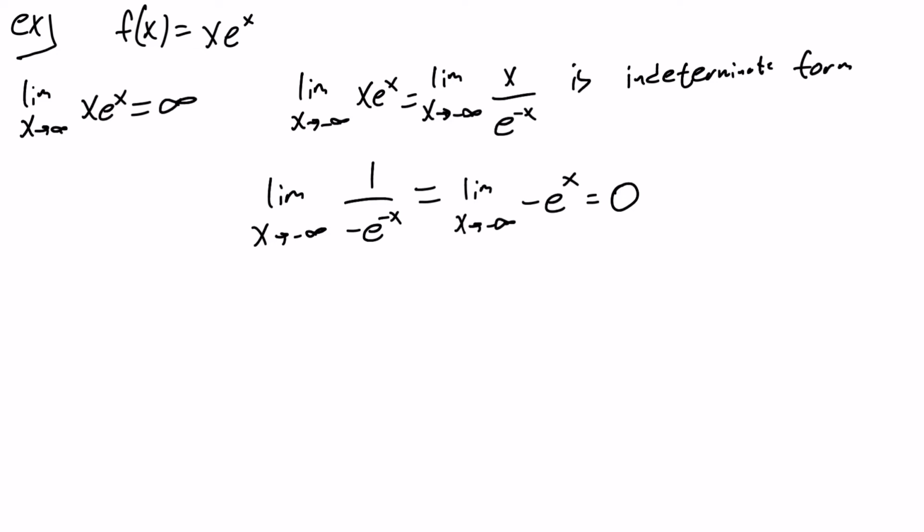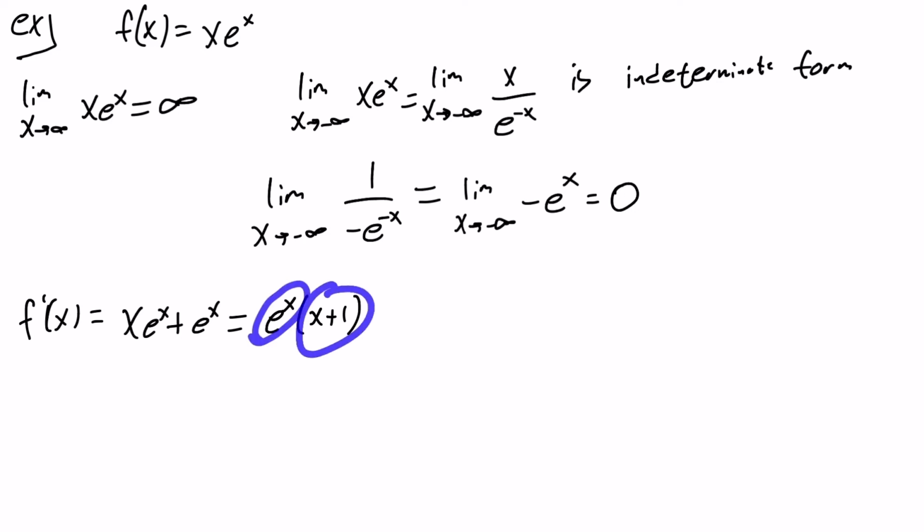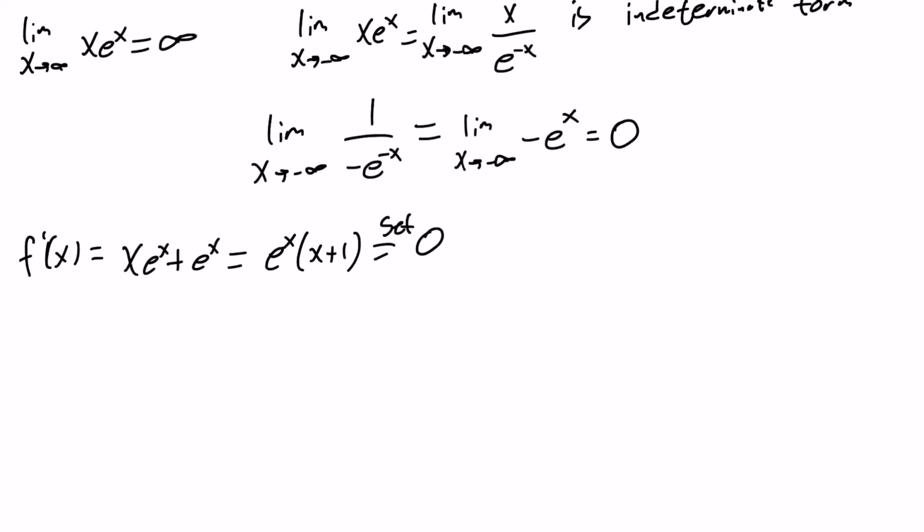Now let's find our transition points. We take the first derivative using the product rule, L dR plus R dL. Derivative of x is just 1. And I'm going to rewrite this as e to the x times x plus 1. This is defined everywhere because e to the x is defined everywhere, and x plus 1 is defined everywhere. So the only types of critical points we have are where the first derivative is equal to 0. This happens at x equals negative 1.